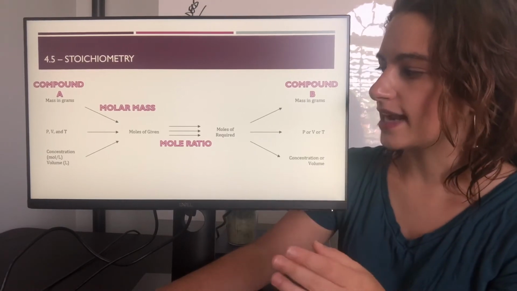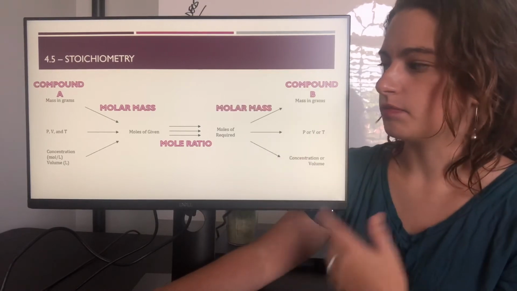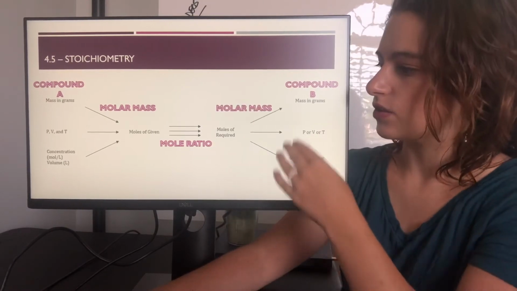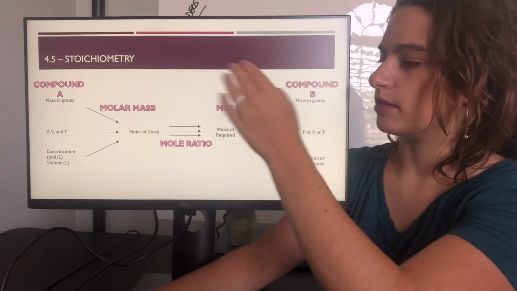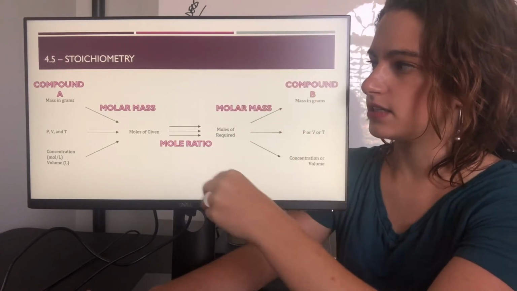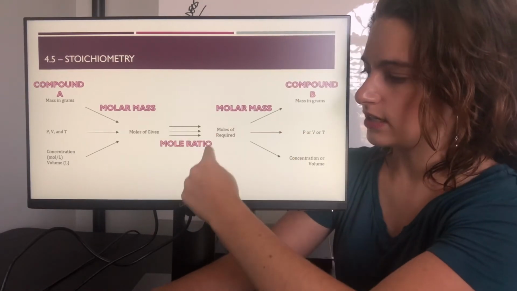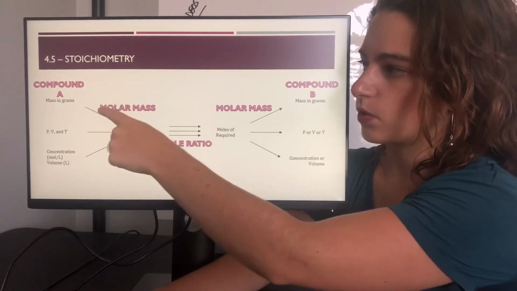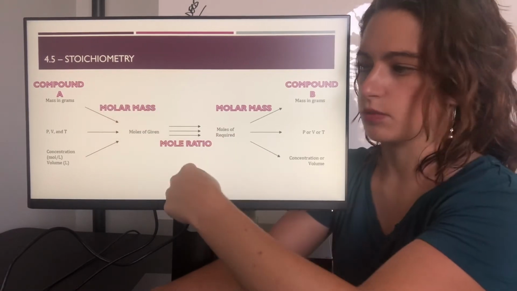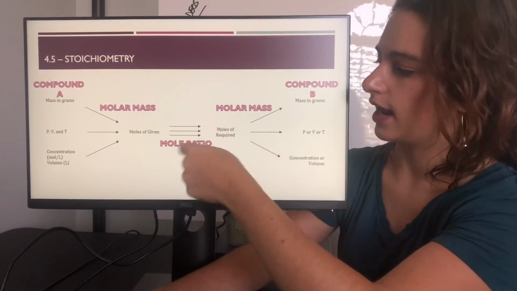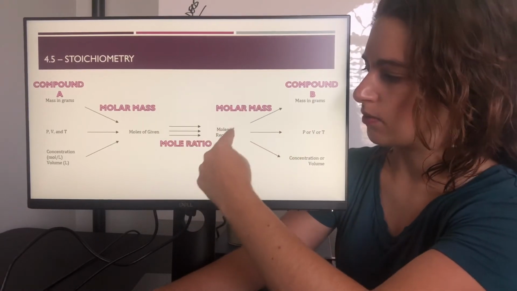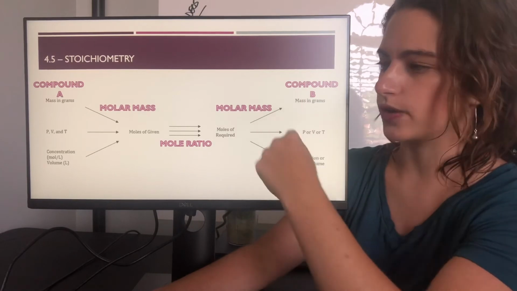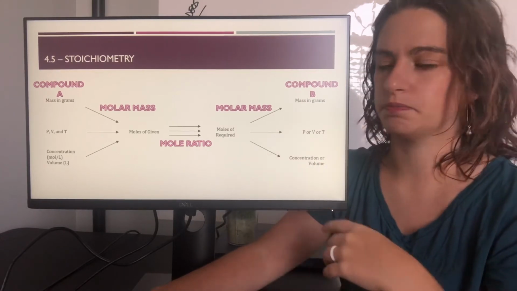Now, if I'm asked about mass of B, I'm going to use the molar mass again. Okay, so then I get from moles to grams. So if we think about these in different pieces, no matter what, you always need to get to moles because that's how you get from A to B. My first question is, well, how do I get from grams to moles? Use molar mass, okay? Once I use my mole ratio, how do I get from moles to grams? I use molar mass again.